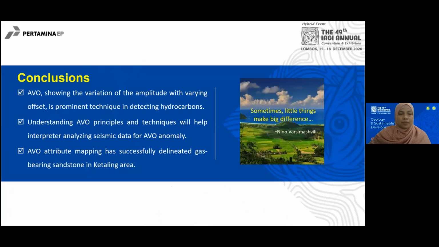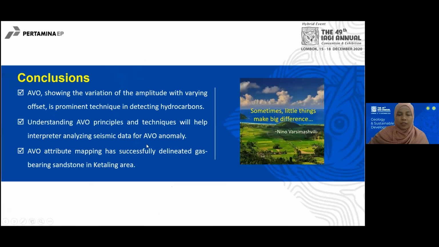And for summary, we come up with the conclusion that AVO, showing the variation of the amplitude with varying offset, is a prominent technique in detecting hydrocarbons. And then the second one, understanding AVO principles and techniques will help interpreters analyzing seismic data for AVO anomaly. And the last one, AVO attribute mapping has successfully delineated gas-bearing sandstone in Ketaling area.